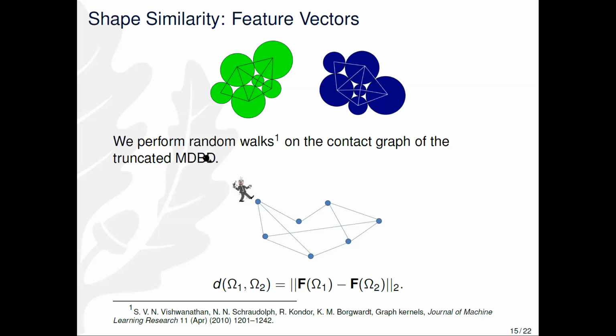Like in this case, after this circle assembly is rotated, its contact graphs are isomorphic. And here we use a simple method called random walks on the graph to extract the features on the graph. We use the result of the random walk as a feature vector for the domain. So the similarity distance between two domains is defined as the distance between their corresponding feature vectors.